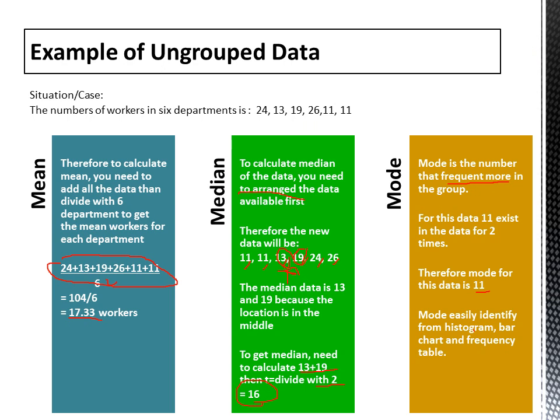Alright, this is an example for ungrouped data, to make it more clear. The situation here is the number of workers in six departments. The numbers in the six departments are 24, 13, 19, 26, 11, and 11. In determining the mean, as mentioned before, you need to add up all the data. So here is the data.